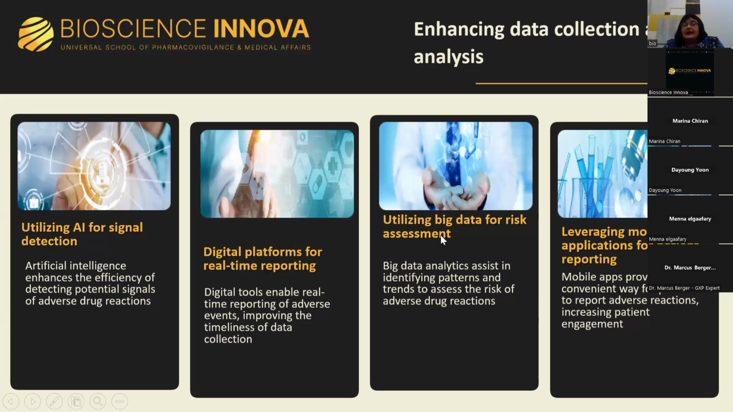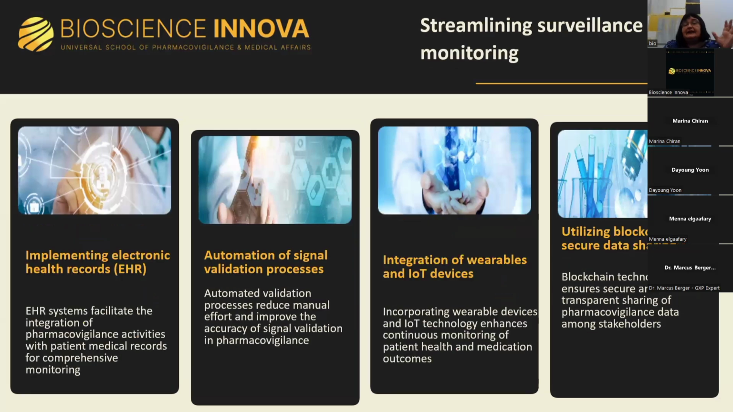Leveraging mobile applications for patient reports: a mobile app to report adverse reactions, increasing patient engagement. Streamline surveillance and monitoring by implementing electronic health records. Electronic record systems facilitate the integration of pharmacovigilance activity with patient medical records for comprehensive monitoring. Automation of signal validation processes: automated processes reduce manual effort and improve the accuracy of signal validation in pharmacovigilance.